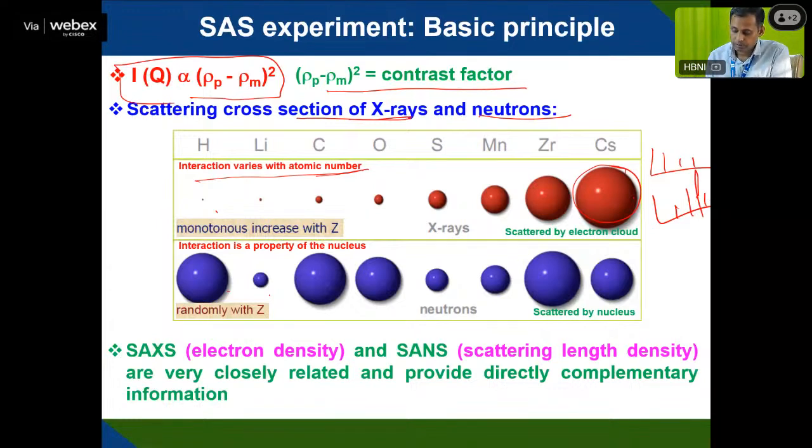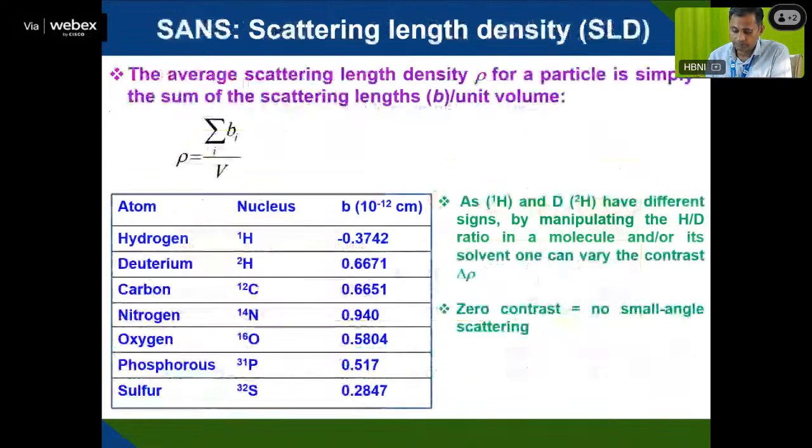This is because it depends on the scattering length density, and the other one is mainly the electron density. So one thing is the electron density, and another is the scattering length density, SLD, of this small angle neutron scattering, that is rho equal to the summation of b_i by V, the average scattering length density. Rho of a particle is simply the sum of the scattering lengths per unit volume. So how much scattering takes place from the region, that is the scattering length per unit volume, you express as rho here.